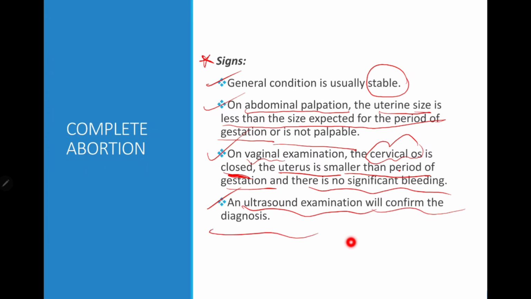So in complete abortion, what are the signs? General condition is stable. On abdominal palpation, the uterine size is less than the expected period of gestation. On vaginal examination, the cervical os will be closed. There is no significant bleeding.